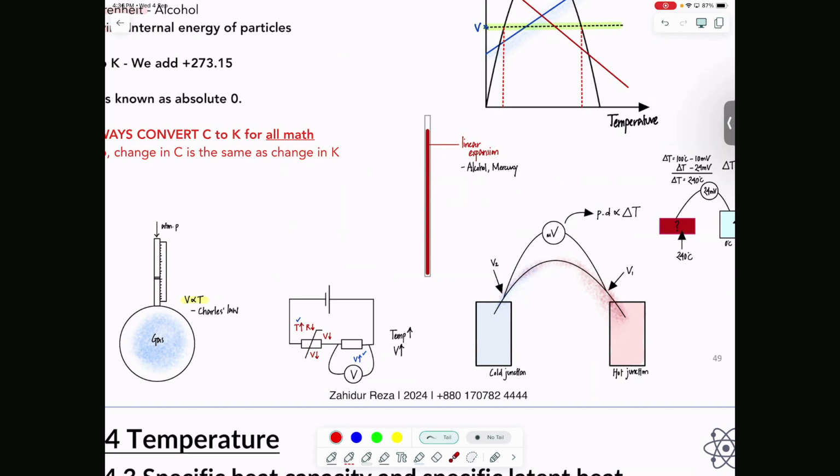The temperature will come. The digital thermometer will also give it, but the digital thermometer takes a little bit of time, while the thermocouple is very responsive. Okay. Can you tell me which one is very sensitive? Sensitive means that it can measure very small changes.